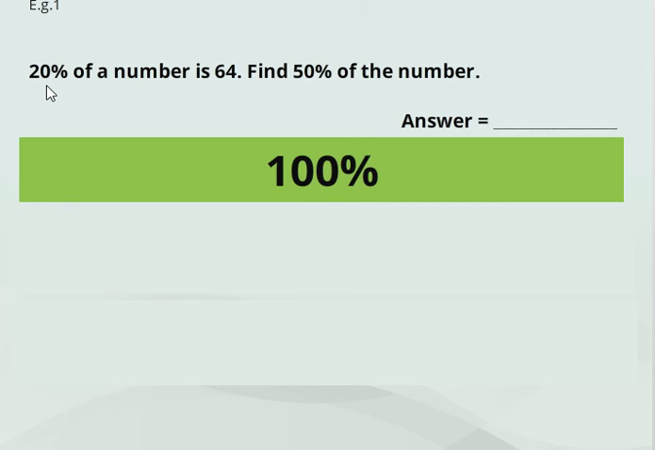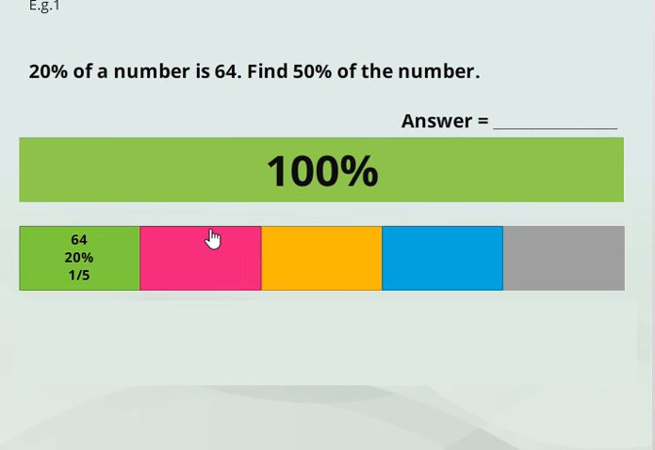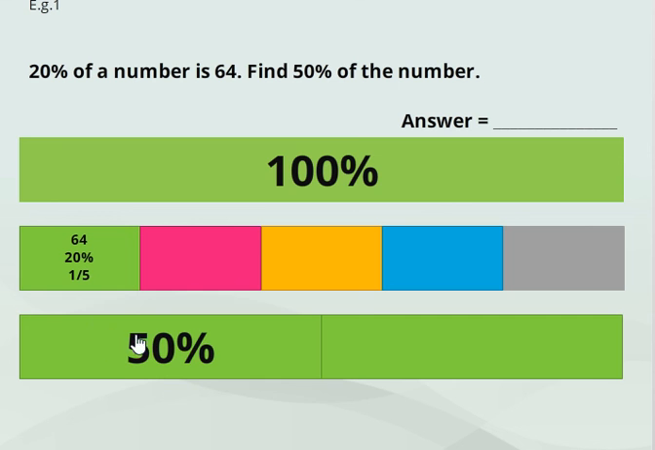Well, you know that 20% as a fraction is 1/5, and you know that 1/5 of your number is 64. So here we go. There's 100% of your number. You know that 20% of it, which is 1/5, is 64. And then you have to go on to find out what 50% of the original number is.